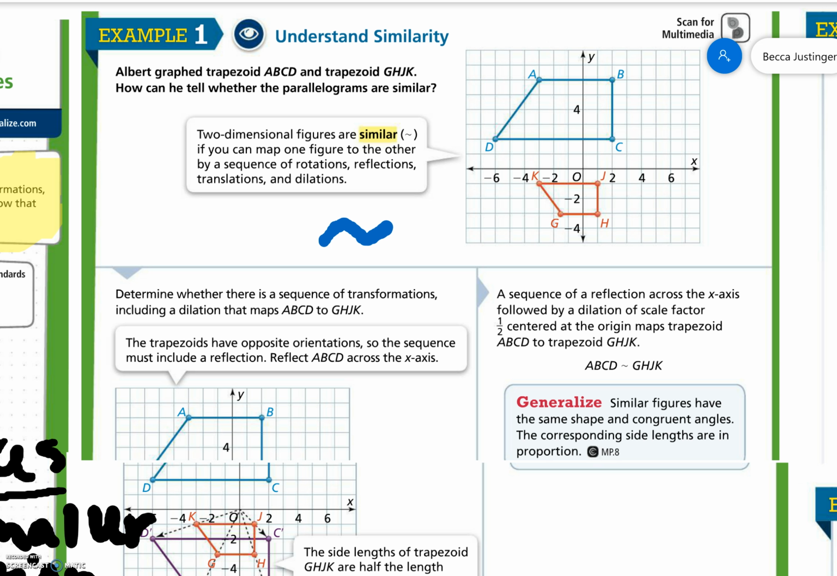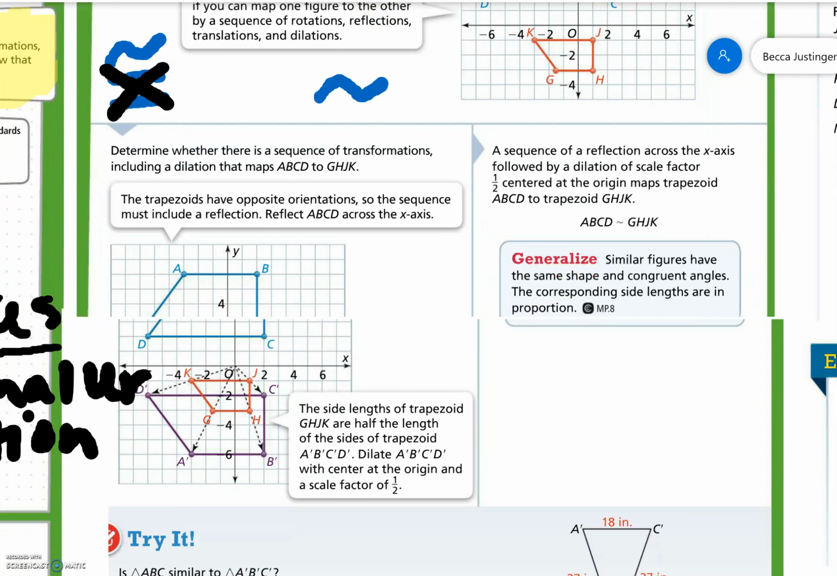So this is very close to congruent. Remember, congruent was an equal sign with a squiggly on the top. That was only because it was the same size, same shape. Now, we get rid of the equal sign, and it's just the squiggly on top, meaning it's just the same shape. We've changed the size. We've done a dilation as well. So determine whether there's a sequence of transformations, including a dilation, that maps ABCD onto GHJK.